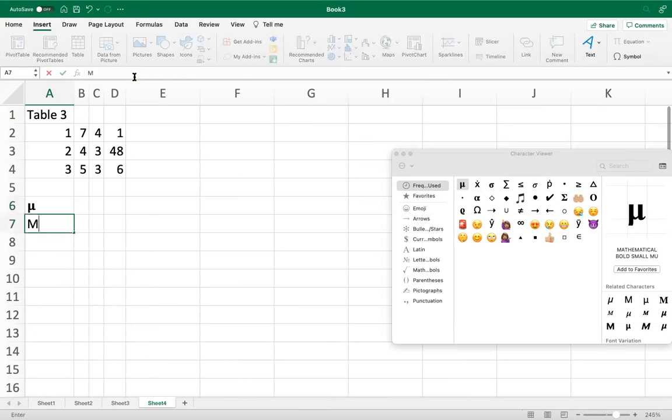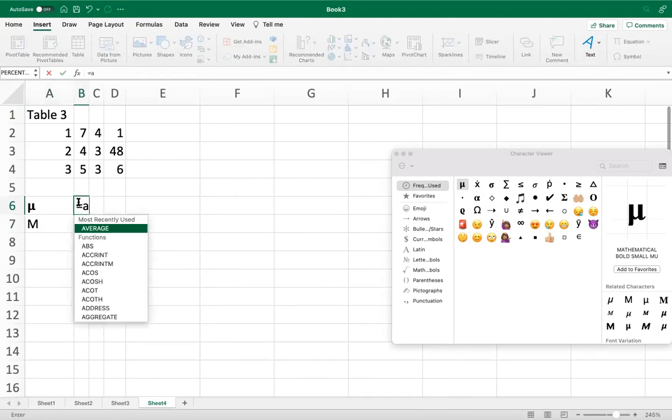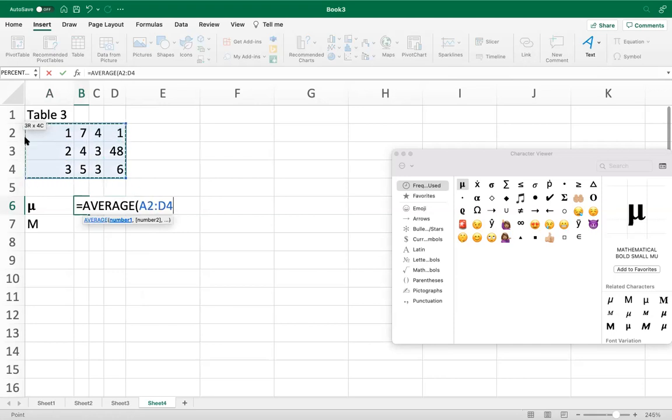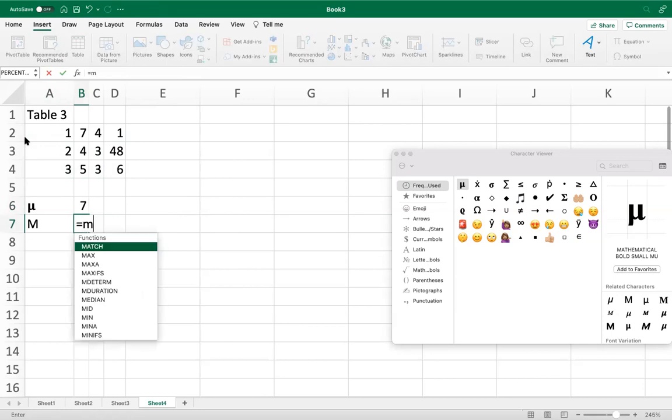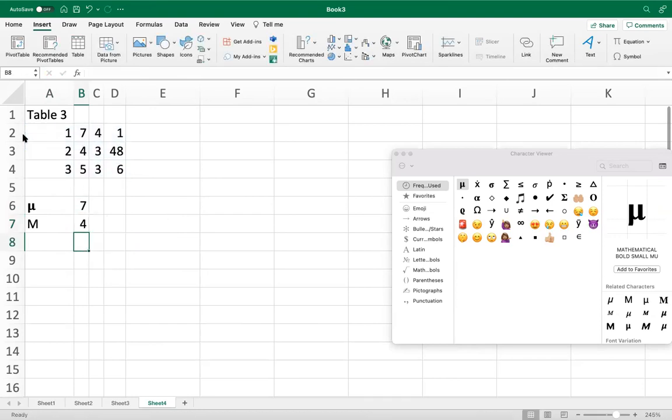So mean and median. So remember, mean, we said equals average of this data set. And for median, it's equal to median of this data set. So the mean ends up being 7, the median ends up being 4.